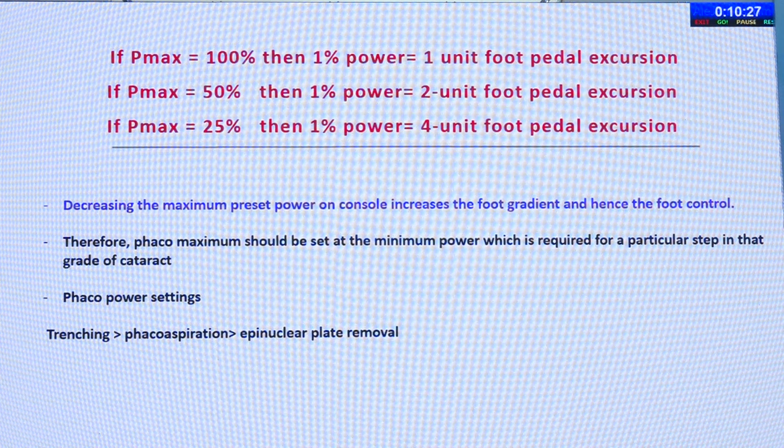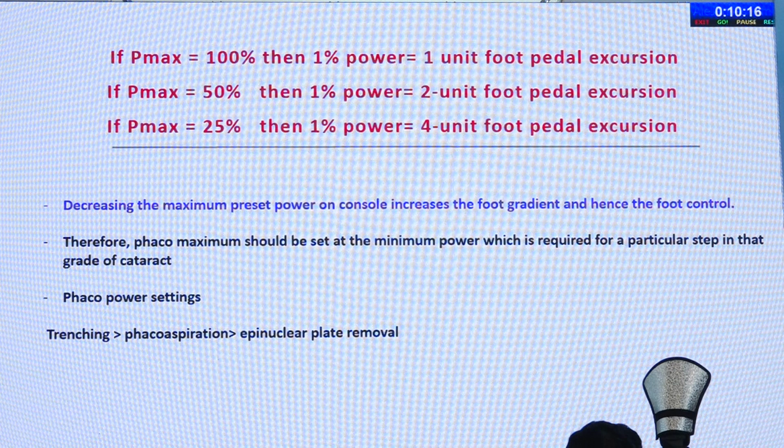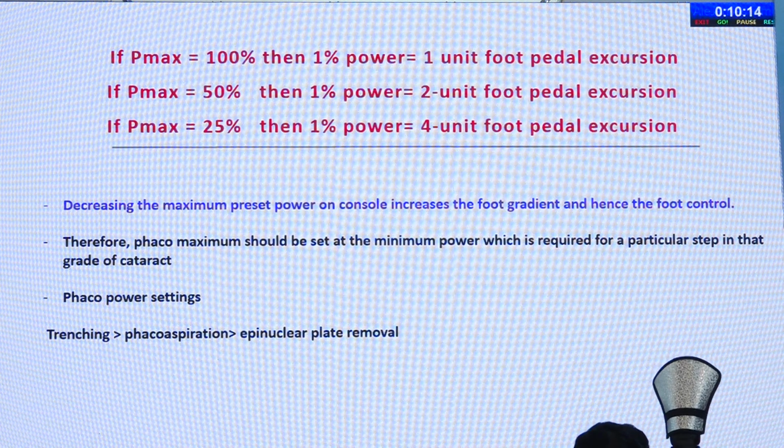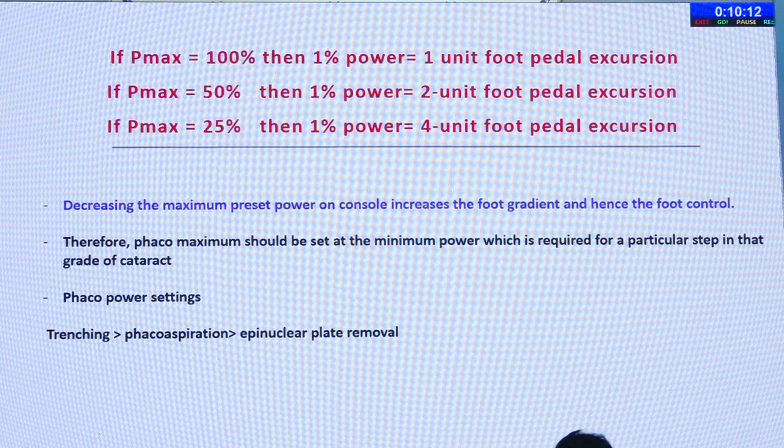Hence, it is very important that the phaco maximum should be set at the minimum possible level which is required for a particular grade of the nucleus. So we can say that for trenching, we need more phaco power as compared to phaco aspiration, and it is even lesser required in epinuclear plates. So it is very important to know. You have to tell your assistant, and even you should check yourself how much of the phaco power you have set on the machine. You can even feed them in the newer machines.